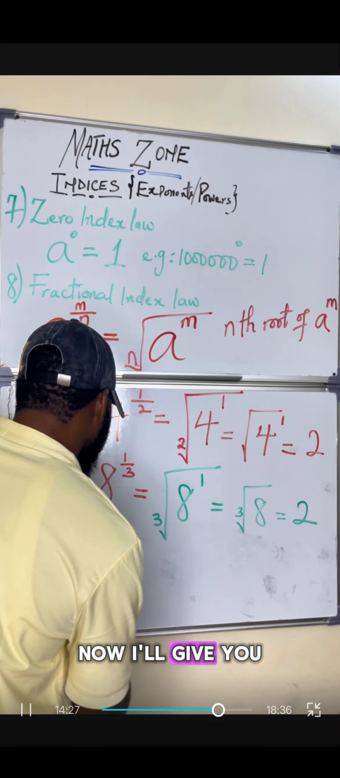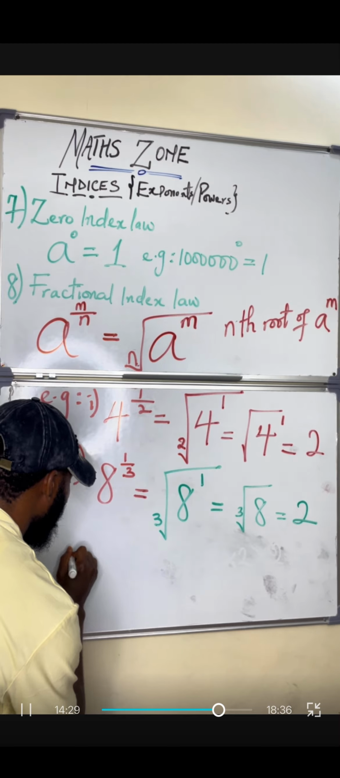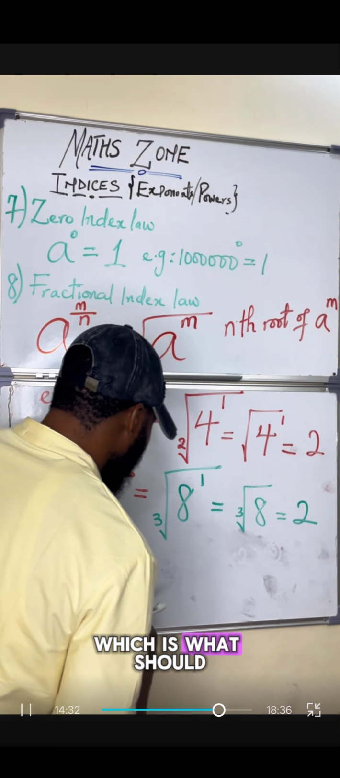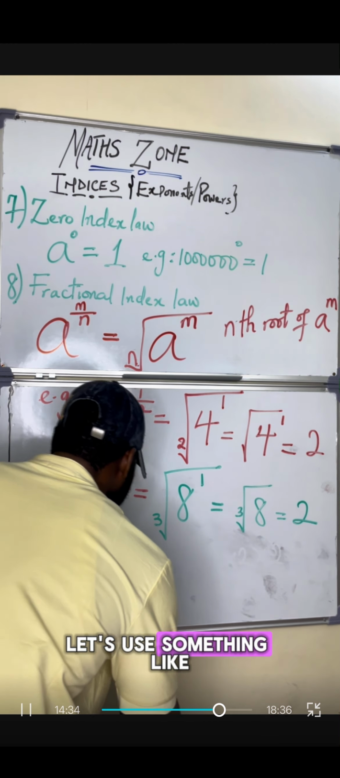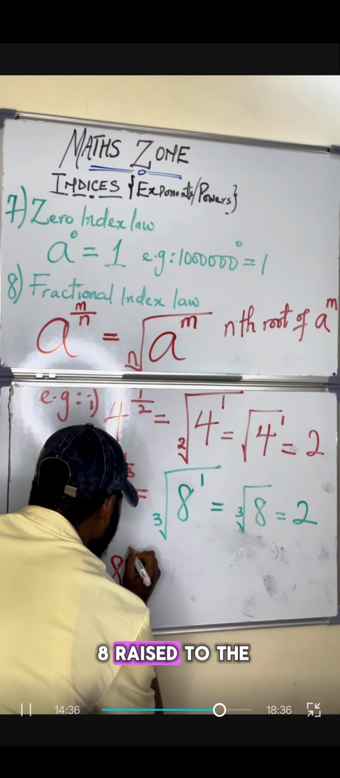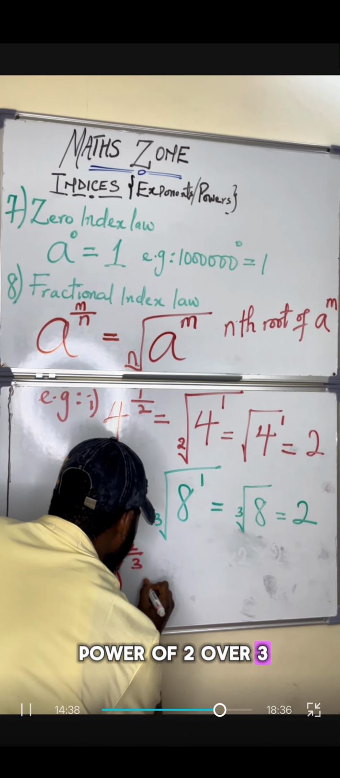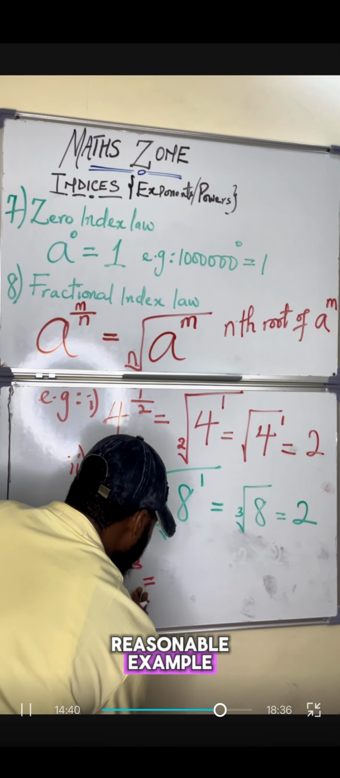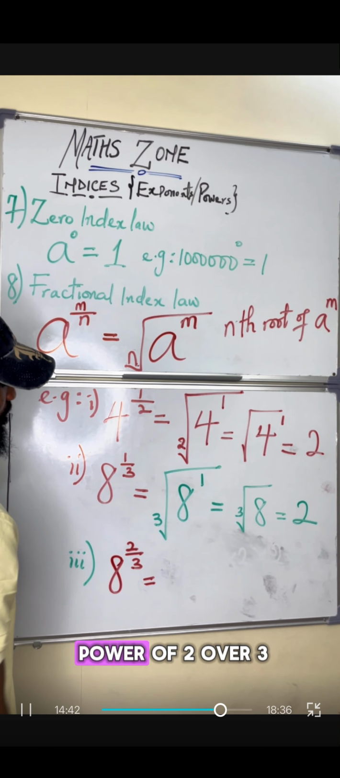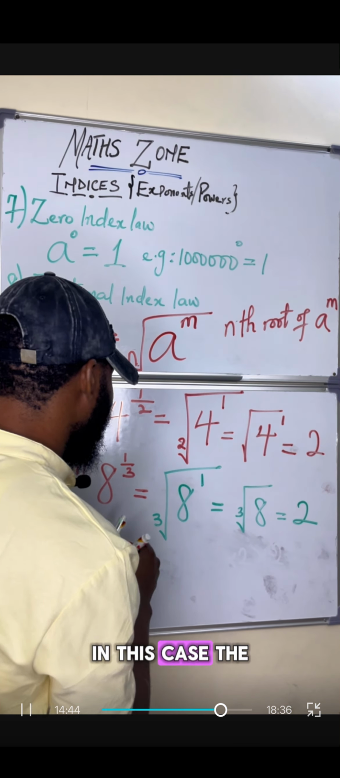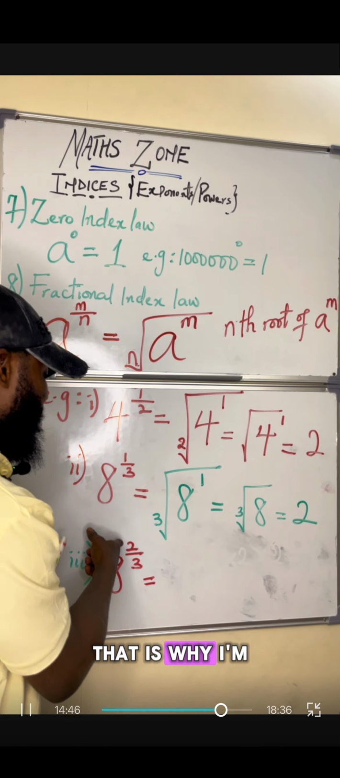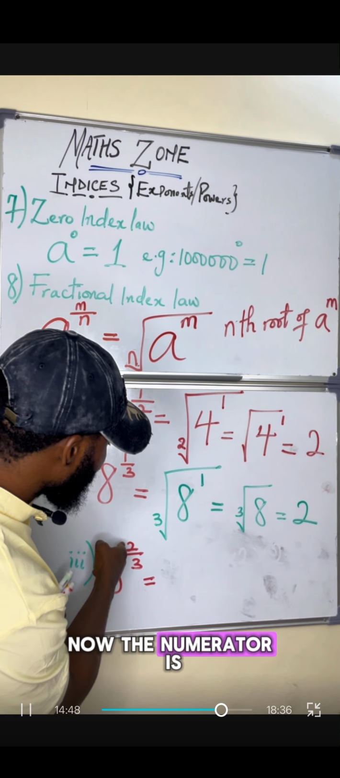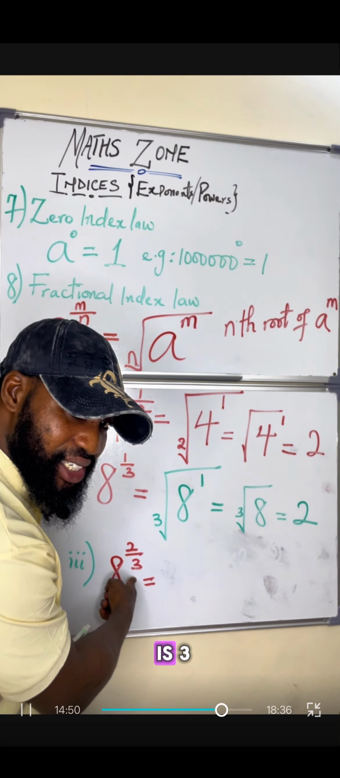Now, I'll give you the last example. What should I use? Let's use something like 8 raised to the power of 2 over 3. I hope it's a reasonable example. Now, if you have 8 raised to the power of 2 over 3, in this case, the numerator is not 1. That's why I'm using this example. Now, the numerator is 2, while the denominator is 3.